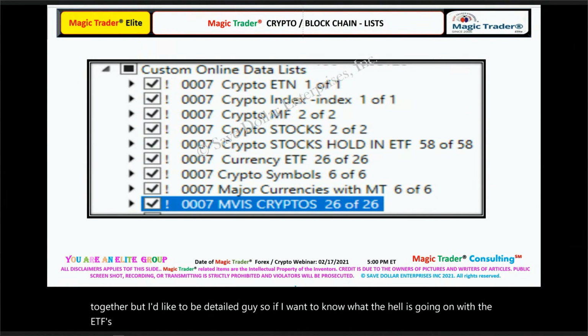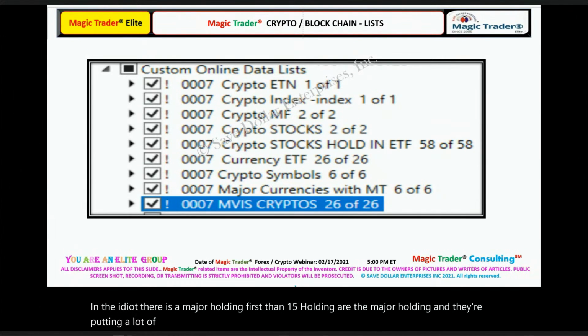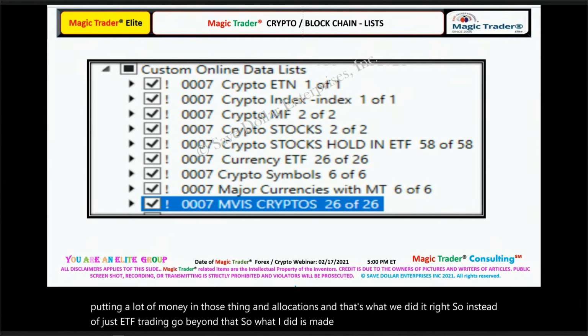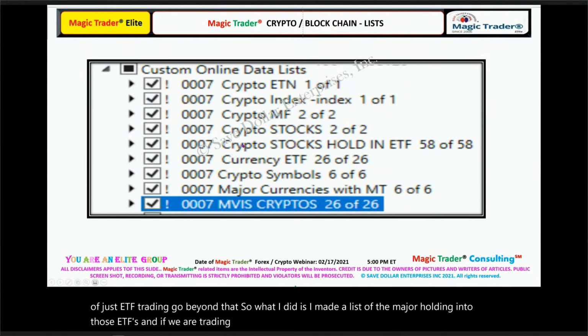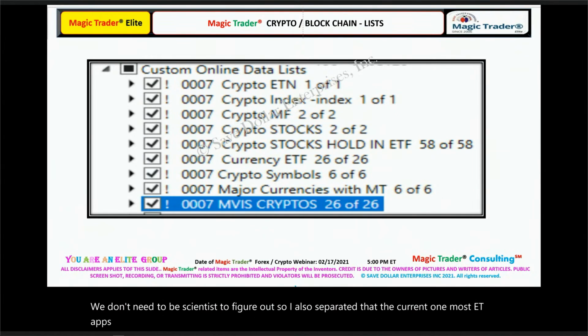The most important thing people are missing today is that when I'm trading this ETF, in the ETF there are major holdings. The first 10, 15 holdings are the major holdings, and they're putting a lot of money into those allocations. And that's what we did. So instead of just ETF trading, go beyond that. I made a list of the major holdings in those ETFs. And if we are trading options and institutions are buying, what do you expect to do? You don't need to be a scientist to figure it out. So I also separated the current ones most ETFs are using. There are 58 securities I bought.